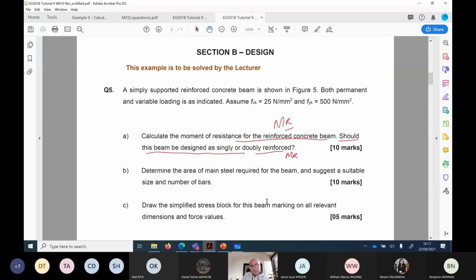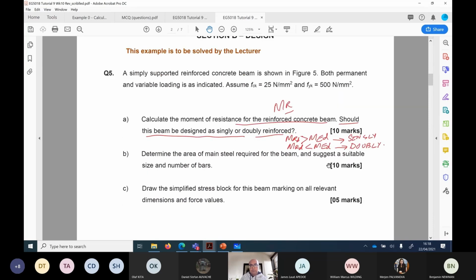Now what it is asking us is, should this beam be designed as singly or doubly reinforced? If moment of resistance is greater than MED, then we will say that this is singly reinforced. If MRD is less than MED, then this will be doubly reinforced. So we simply have to tell if it should be designed as singly or doubly reinforced.